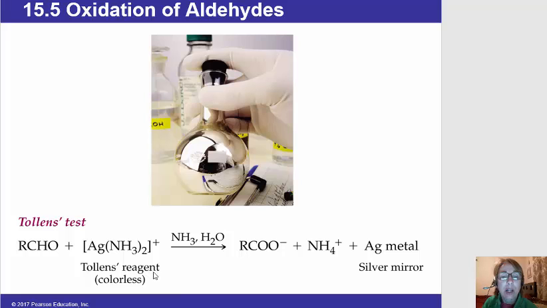If we add this Tollen's reagent, which is actually colorless, to an aldehyde, the aldehyde gets oxidized, the silver gets reduced, and we see that silver metal. This would not happen for a ketone. So Tollen's reagent reacts with an aldehyde but will not react with a ketone.